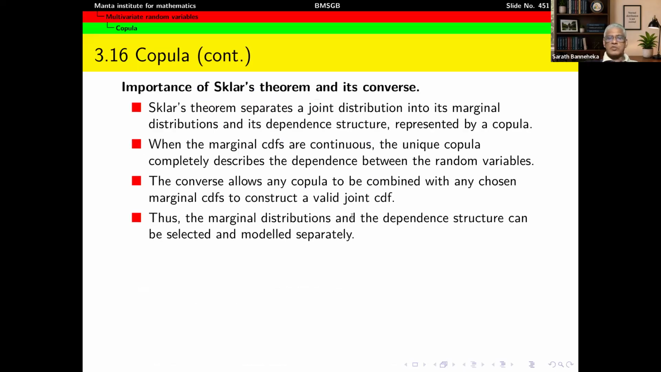Thus, the marginal distributions and dependent structure can be selected and modeled separately. Right? Choosing a suitable copula that captures the covariance structure in our problem, then we can use this converse of Sklar's theorem to get a joint distribution, and from that joint distribution, then we can generate the data.